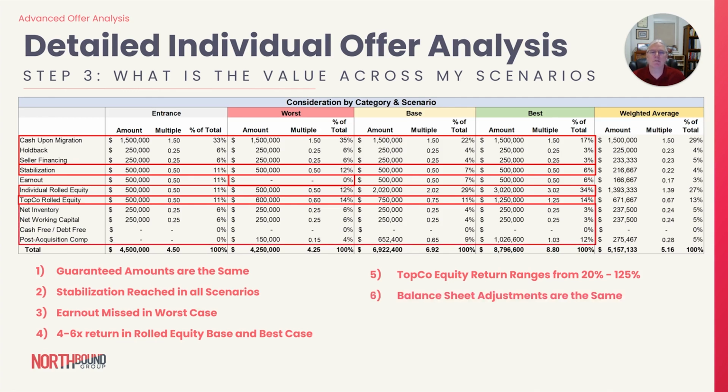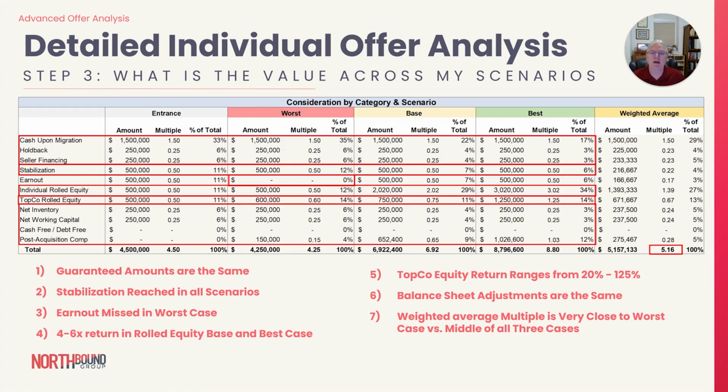You'll also notice that the balance sheet adjustments are the same across all of the scenarios. And then finally, take a look at that number down in the corner there, 5.16, which is the weighted average analysis across all of your scenarios. In essence, what you do is you go through and say, how likely is my worst case? How likely is my base case? And how likely is my best case across all payment types? You add all of that together and you notice that the weighted average offer of this particular scenario is 5.16.